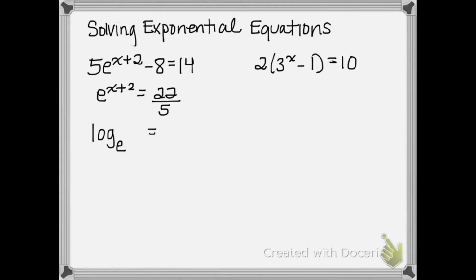Now, how do logarithms work? They say this base to what power is equal to this argument. So the power is x plus 2. And when did I say power? Over here I said power. So I'm going to put the x plus 2 over there. And the argument will be the 22 over 5.